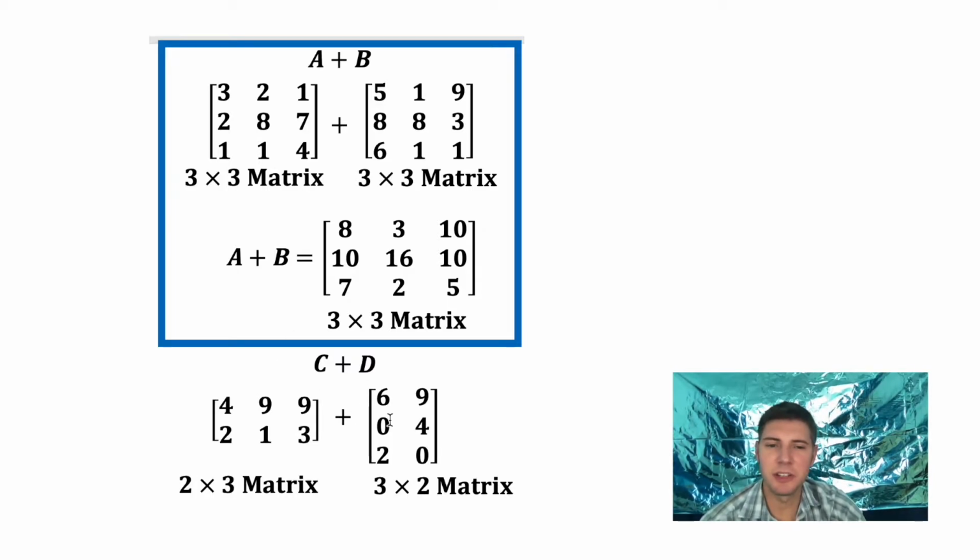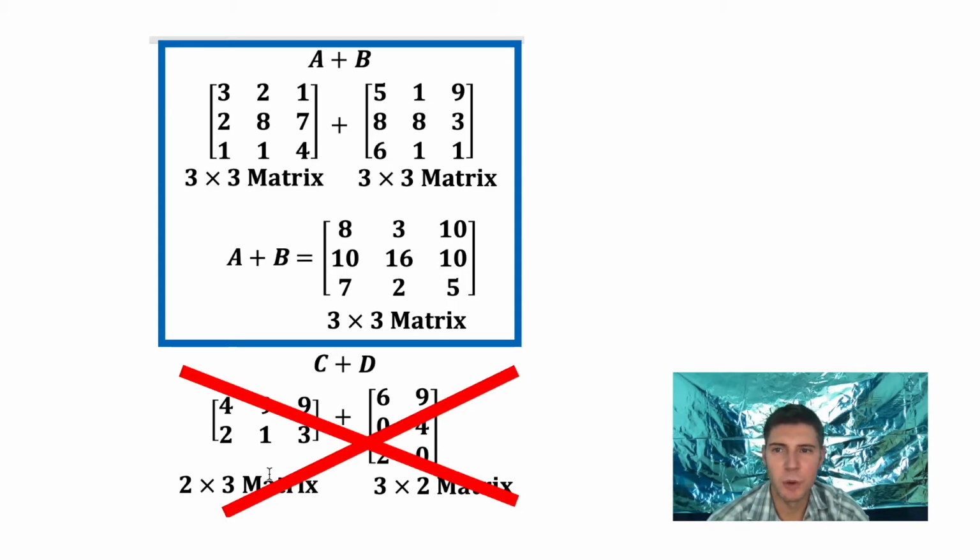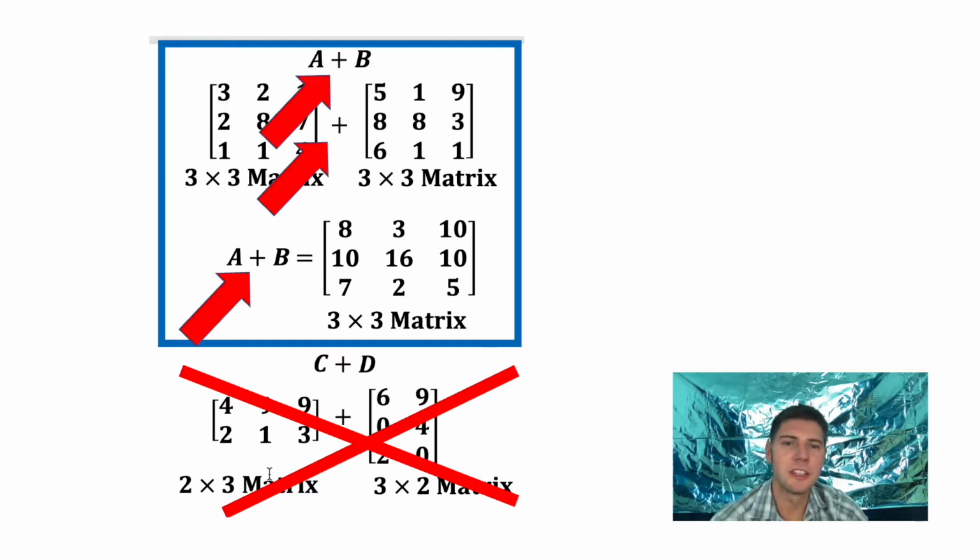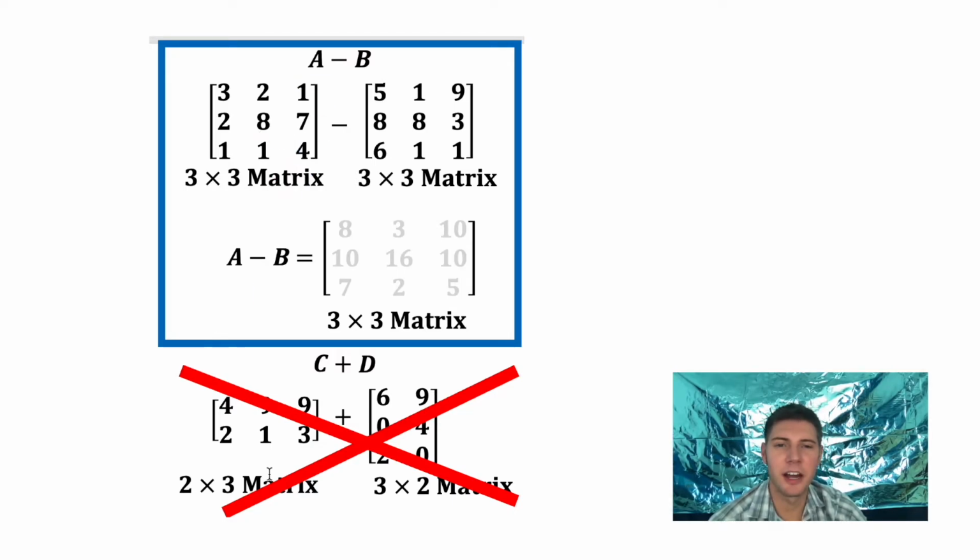And if we look at C plus D from before, since the 2 matrices do not have the same dimensions, we cannot do matrix addition with these matrices. Also, if this had become a minus, this is still defined. We just need to subtract instead of add the corresponding entries. So 3 minus 5 is negative 2, 2 minus 1 is 1, and so on.